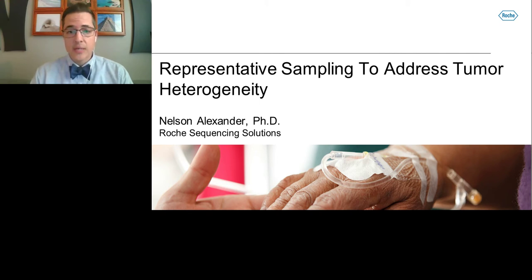So today I will be presenting work from my team at Roche Sequencing Solutions on a new tumor sampling method that we believe addresses the heterogeneity that we see in solid tumors.